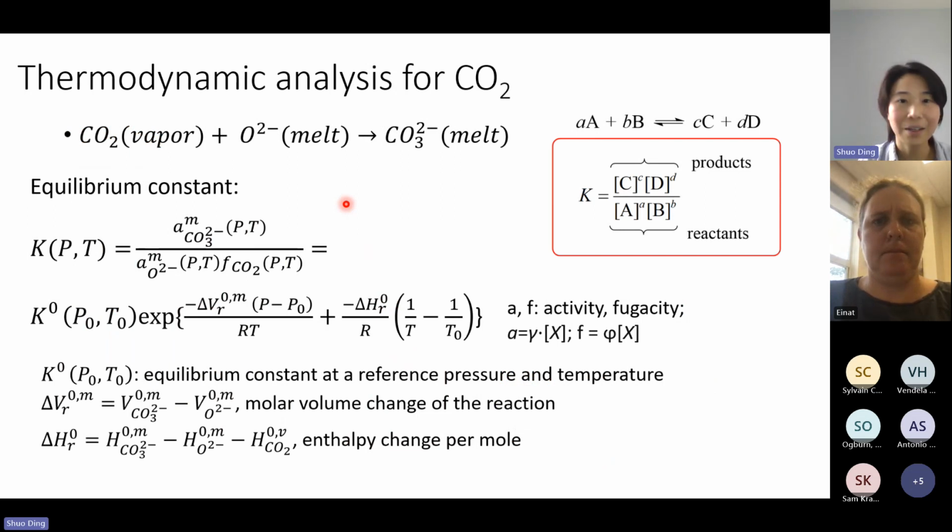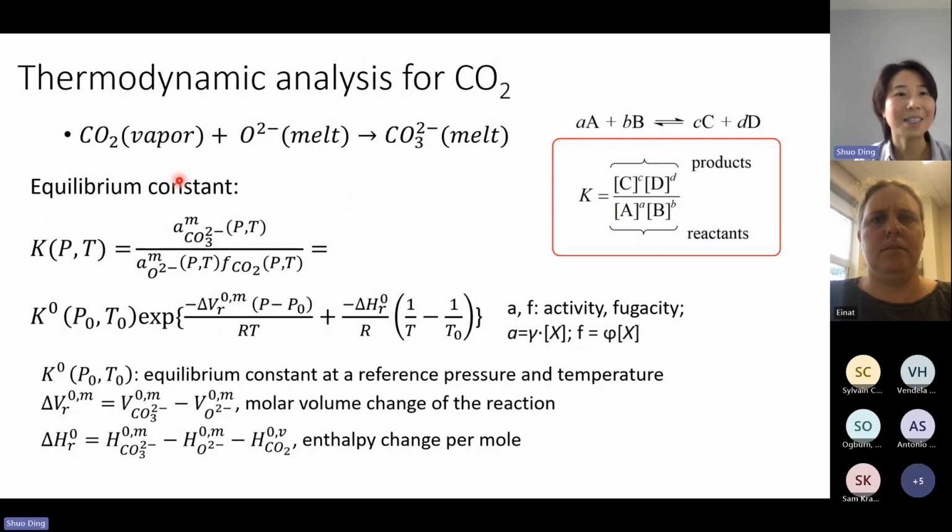Here I will give a more detailed look, starting with water and CO2. Here is an example of the formula I mentioned. When we talk about CO2 here, it's specifically for basalts. As I said, it's dissolved as carbonate. So we can write a reaction like this: CO2 in the vapor plus some oxygen ion in the melt forms carbonate ion in the melt.